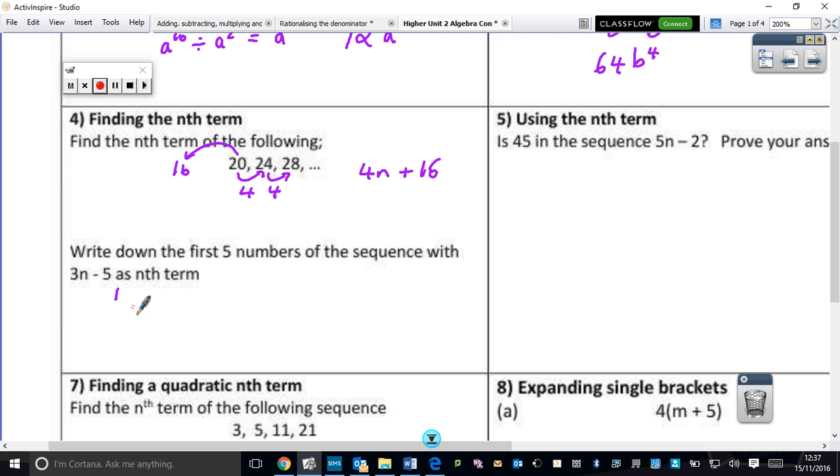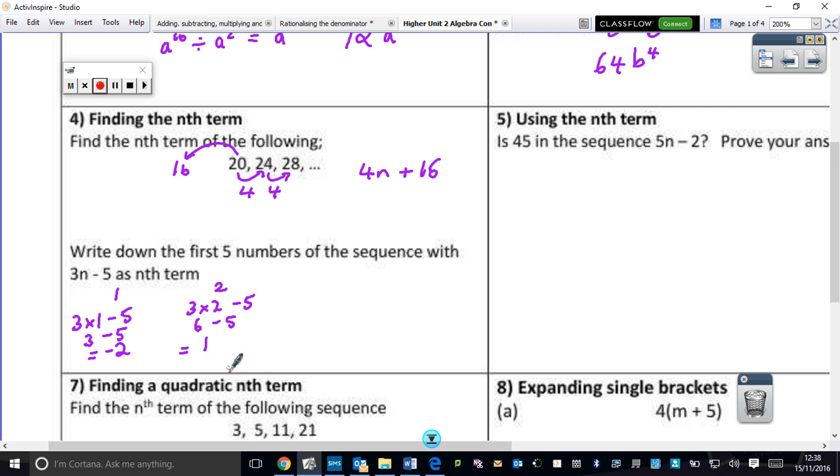To find the first number, I'm going to do 3 times 1, take away 5. 3 times 1 is 3, take away 5. So the first number is minus 2. So I replaced n with 1, because I was after the first one. So if I'm going for the second one, I'm going to do 3 times 2, take away 5. 3 times 2 is 6, and I take 5 away from that, I should get 1.